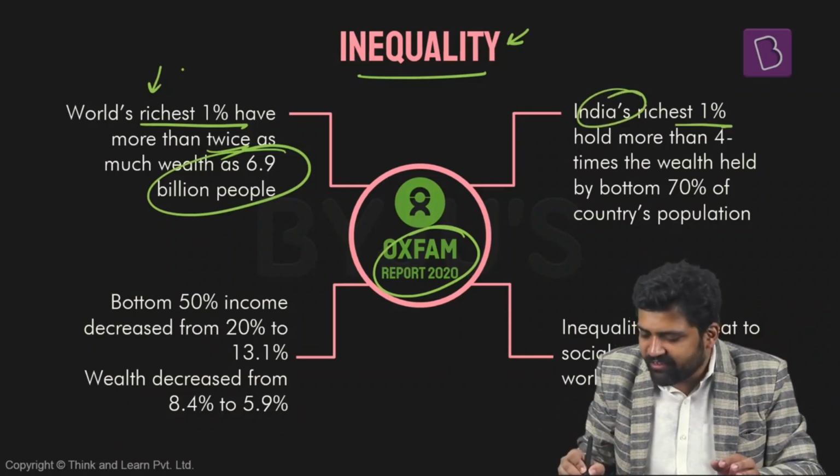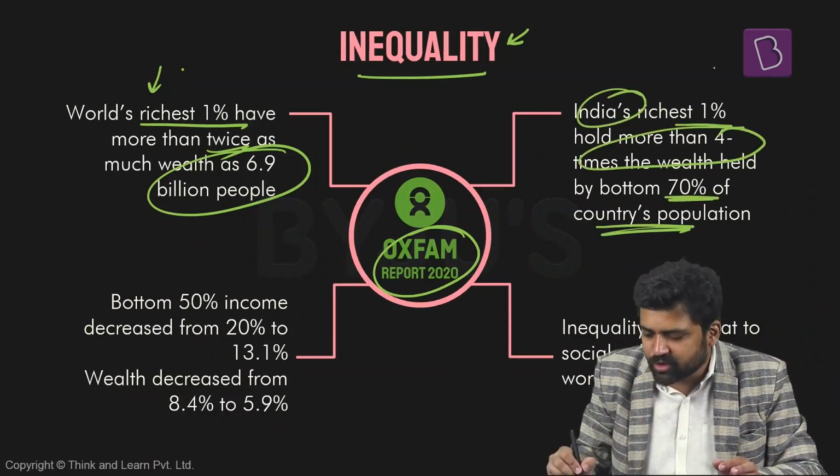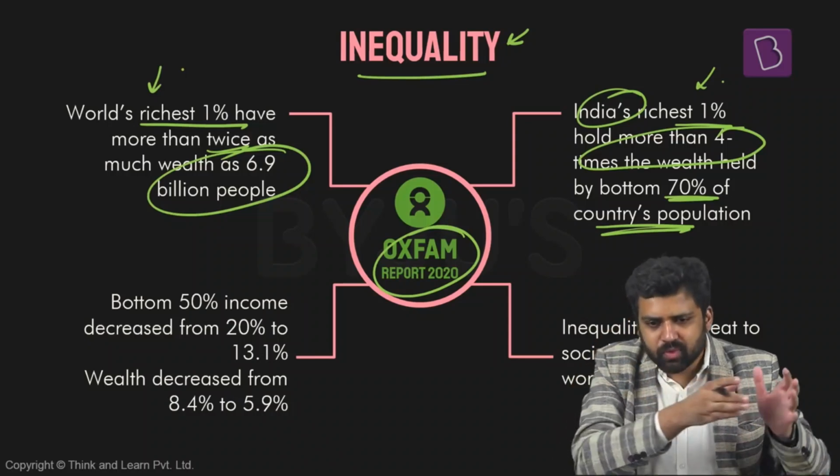In case of India also, the richest 1% have more than 4 times the wealth which the bottom 70% of the country's population has. So this is also kind of interesting. In India also there is a massive amount of inequality. And what is interesting to notice, over the years this might have also increased.